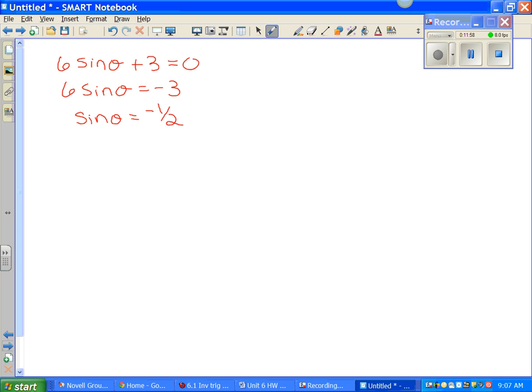Okay. 3 divided by 6. 6 divided by 3. What is this one? 2. What is this one? 1/2. How does it reduce? Right? 3 goes into 6 how many times? 2. So it's 1/2. See the difference? Okay. All right, so now I have the trig function isolated, right? It's equal to a number. What do I have to check for?